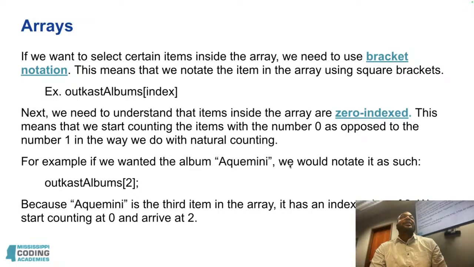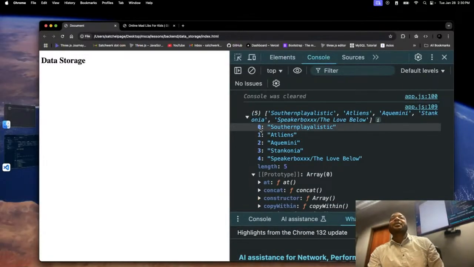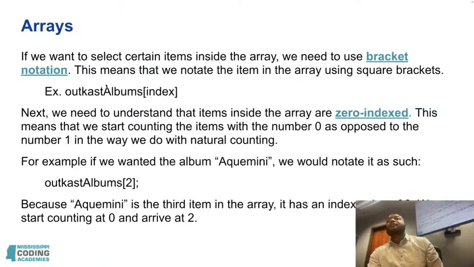All right. But first, let's start off with these numbers that we have here. We have 0, 1, 2, 3, 4. If we want to select certain items inside of the array, we need to use what's called bracket notation. This means that we notate the item in the array using square brackets. Here's an example, Outkast albums, and then I have a square bracket, and inside I have something called index, and this index represents a particular item.